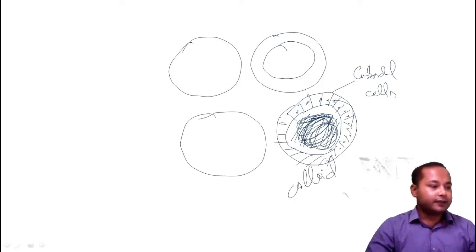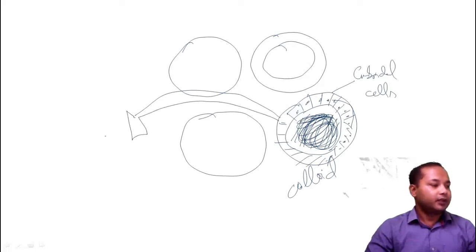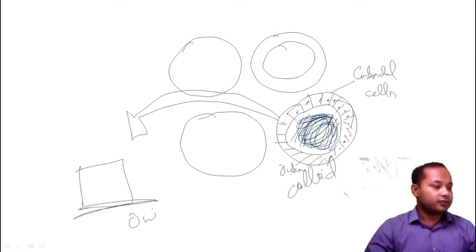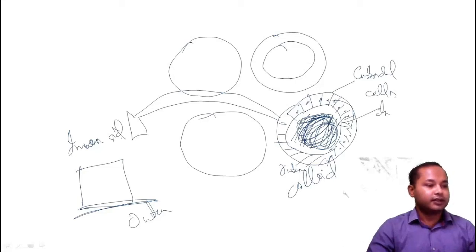Out of this, if I take the picture of one particular cell, what you will find here is a cell which has the outer side. So this is the outer side of the cell, and this was the inner side, which is facing the lumen.